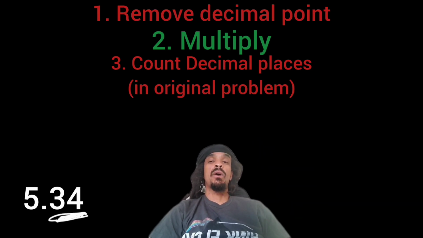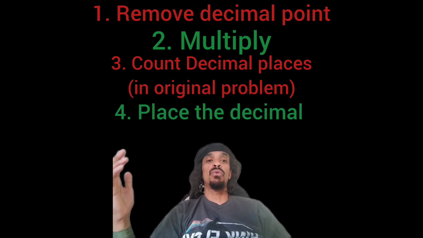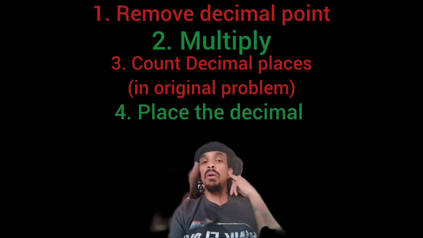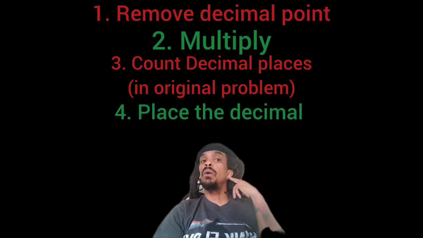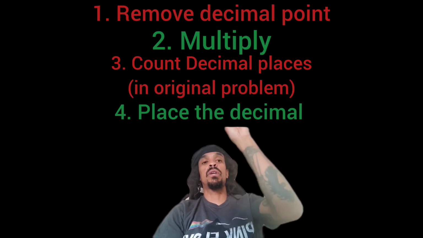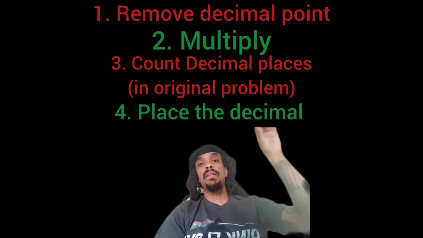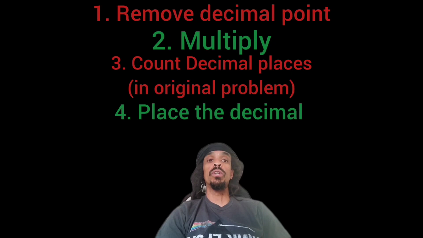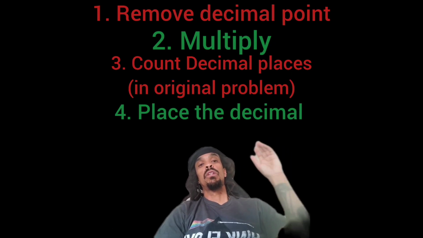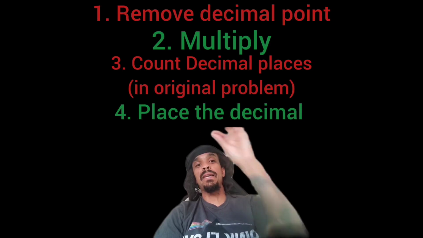Now your last step: however many decimal places are in the original problem, like with that one, you counted 2 decimal places to the right. Now what I like to call it is counting them back in. Whatever total you get, you look at the end of it and count that many decimal places back in.